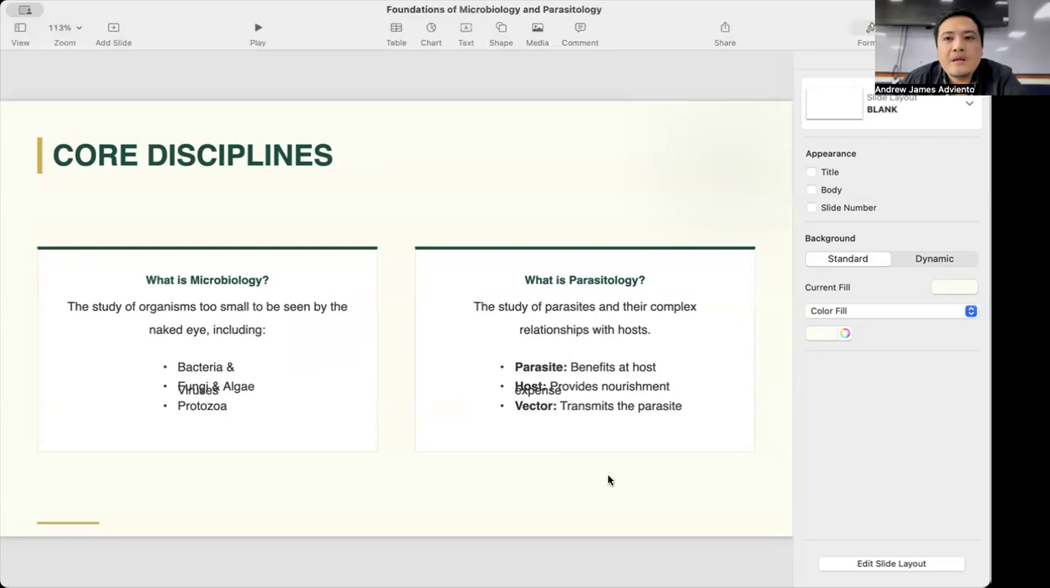Next will be the definition of parasitology. Parasitology focuses on parasites, organisms that live on or inside the host and benefit at the host's expense. Understanding the relationship between the parasite, the host, and the vector is essential in controlling disease transmission, recognizing how parasitic infections can affect physical and also mental functioning.